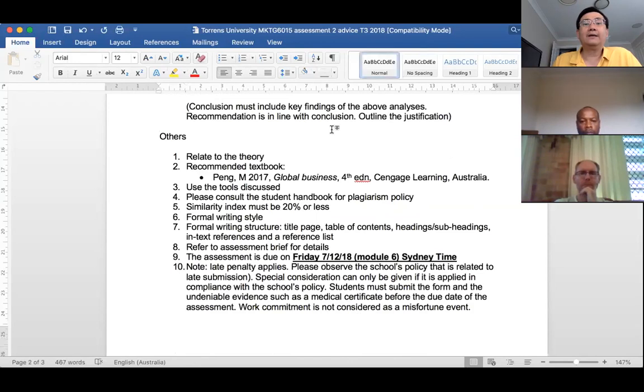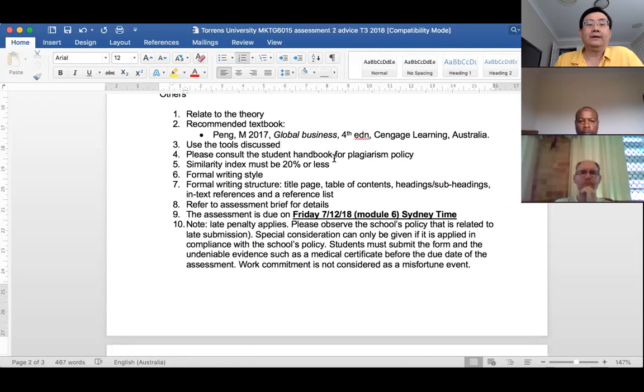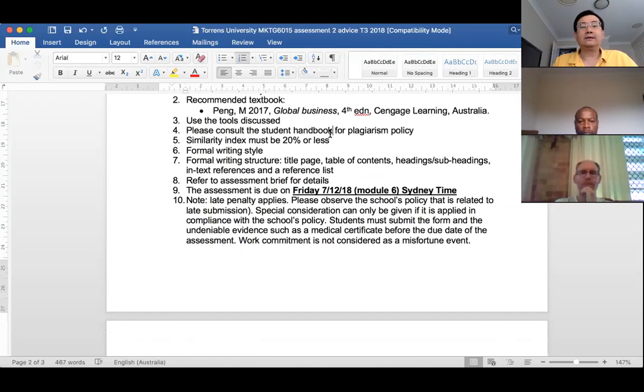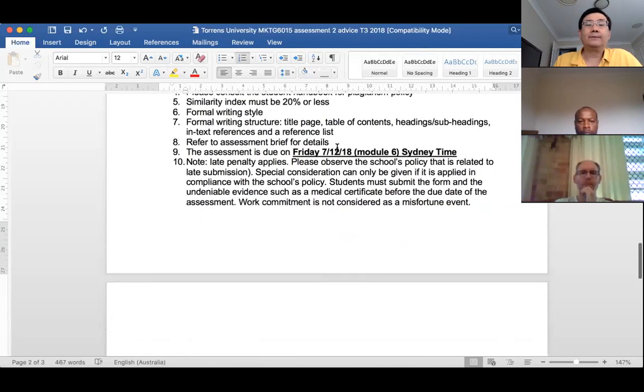So again, when I say relate to the concepts, it doesn't mean that our report will be completely around concepts only. It should be your research as well. It should contain your research. Aside from the book that the school has recommended, this is another one that I would also like to recommend. Use the tools that we discussed. For the plagiarism policy, please consult the student handbook. In terms of similarity index, this is the target as a guide. Formal writing style, formal writing structure. Refer to the assessment brief for details.